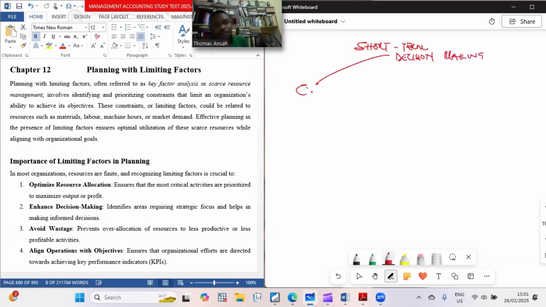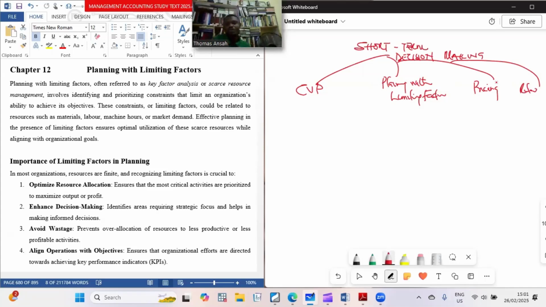So we did the CVP analysis. Now we are looking at planning with limiting factor, which is not that different from what we did under throughput. From here, we'll be looking at pricing. That will be the part 3 video. Then lastly, we'll look at relevant costing, where we'll look at make or buy, further processing, and all those things. So now we come to planning with limiting factor.